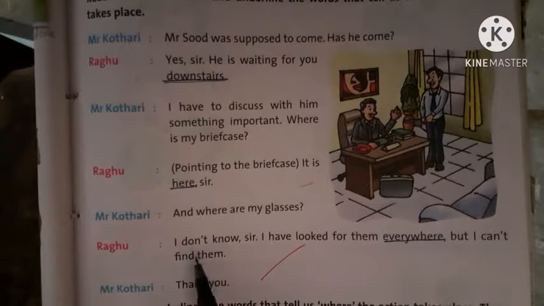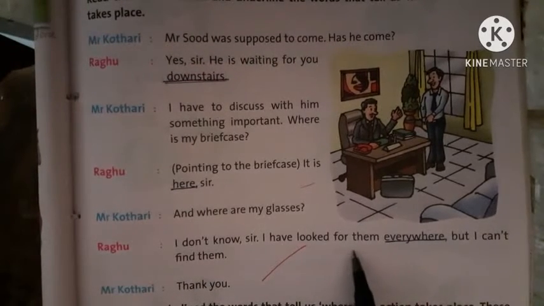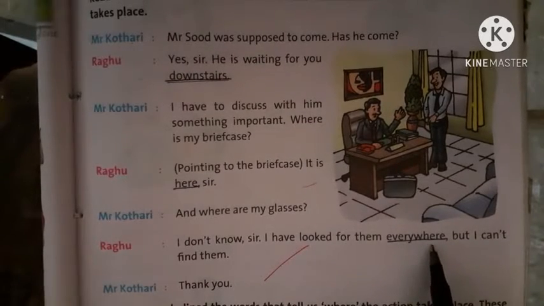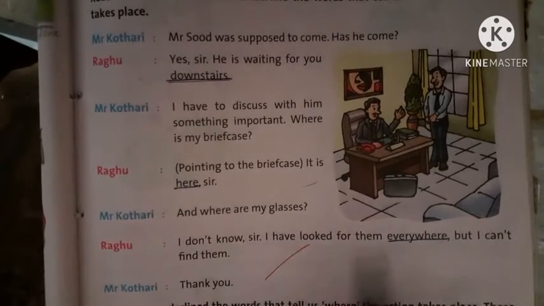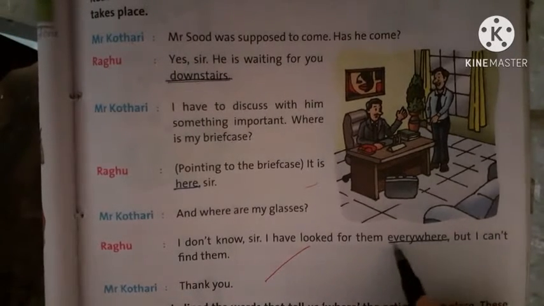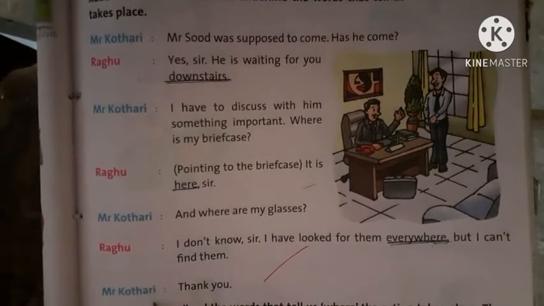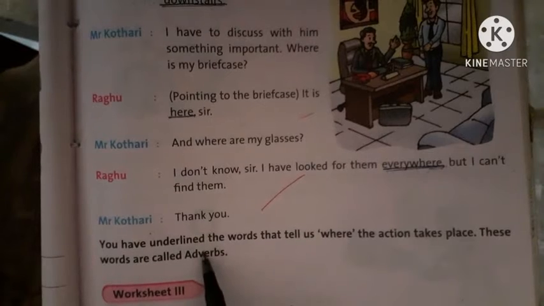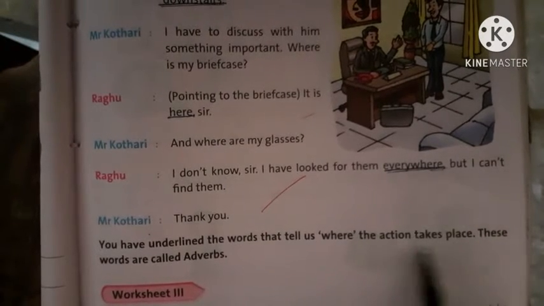Raghu: I don't know. Sir, I have looked for them everywhere, but I can't find them. Everywhere is also an adverb, an adverb of place. Mr. Kothari: Thank you. Yes, you have underlined the words that tell us where the action takes place.